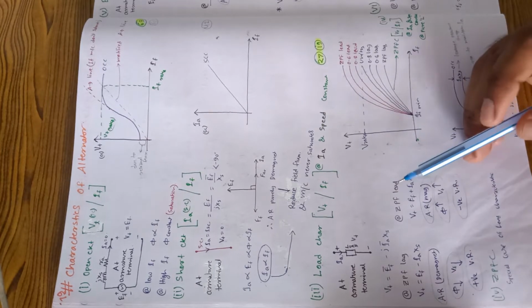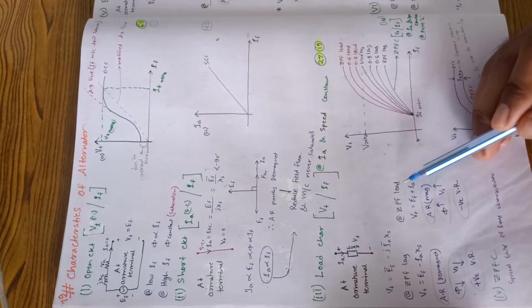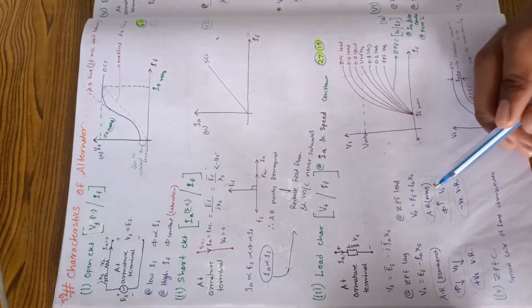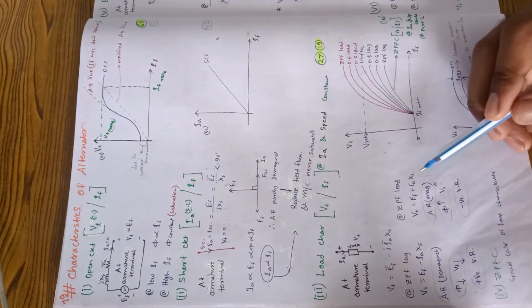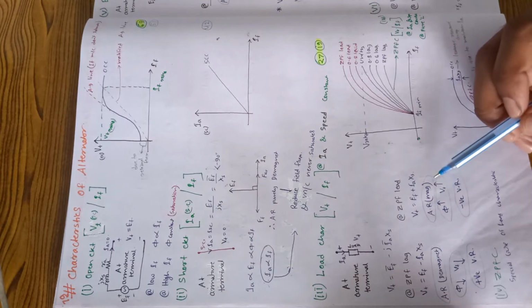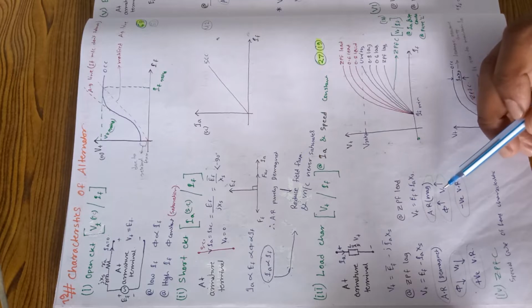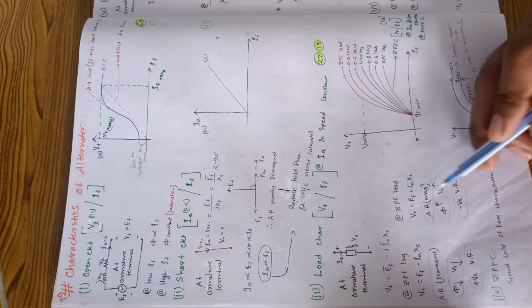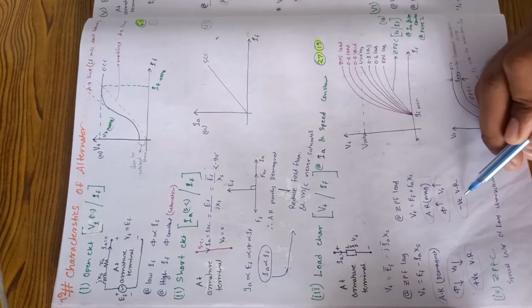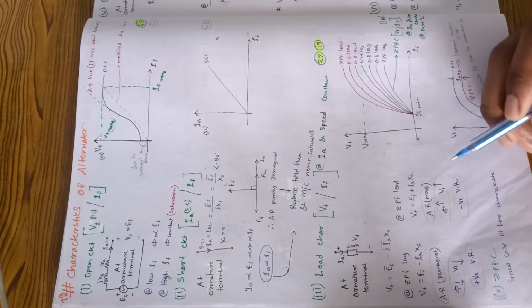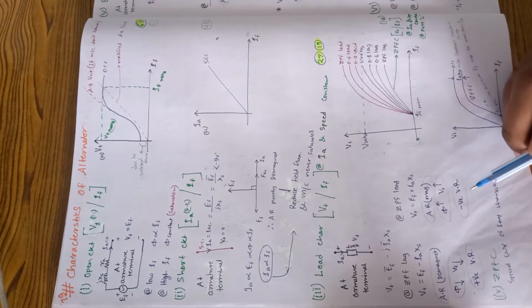And when we talk about leading, ZPFC leading, then we have Vt equals Ef plus Ia Xs, and the armature reaction is magnetizing in nature. If it is magnetizing, then phi will increase and Vt will also increase, and we call it negative voltage regulation. Here the full load terminal voltage is greater than the no load terminal voltage.